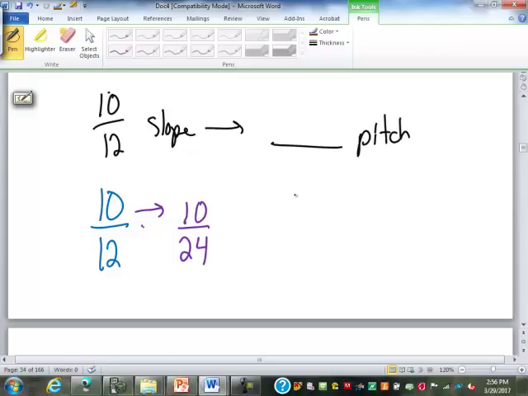So 10 over 12 as the slope becomes 10 over 24. Both of those can be reduced by 2. So that gives us a 5/12 pitch. That's one that gets confusing because 5/12 is also a common way of expressing a slope, but it is a 5/12 pitch.